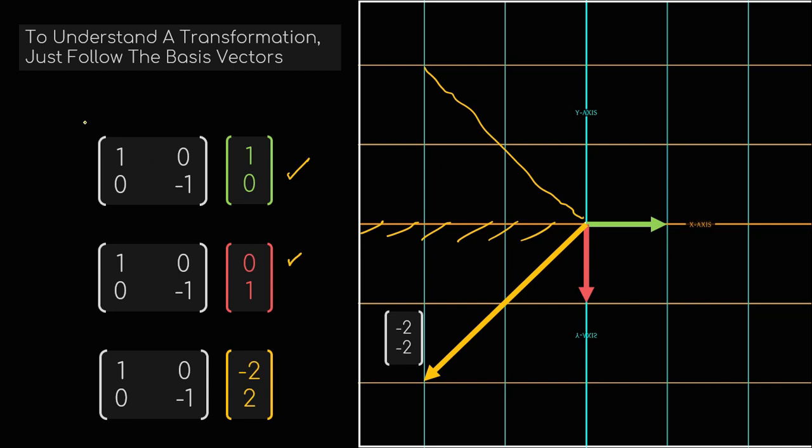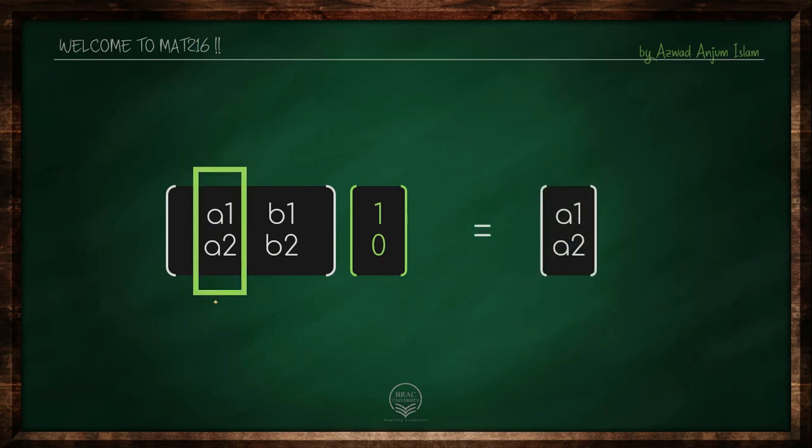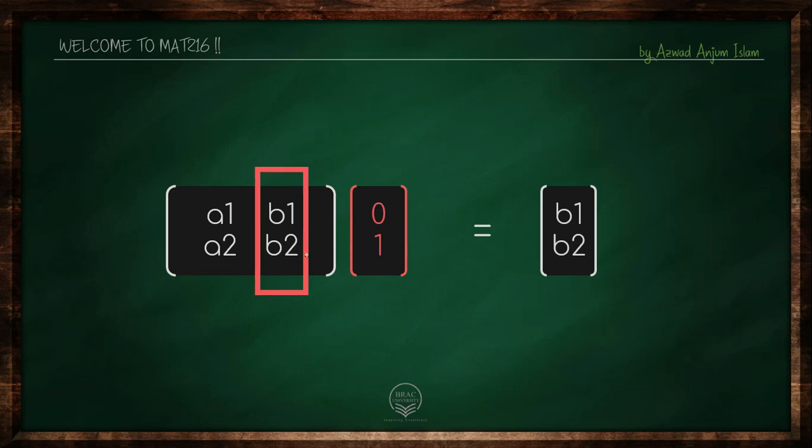Fortunately, when we have a matrix, figuring out where the i hat and the j hat, and for higher dimensions the k hat and other basis vectors, land is very simple, because when I multiply a matrix with i hat, the answer is the first column. It's always going to be the first column. When I multiply the same matrix with j hat, the answer is always going to be the second column. And this is true for any dimension.